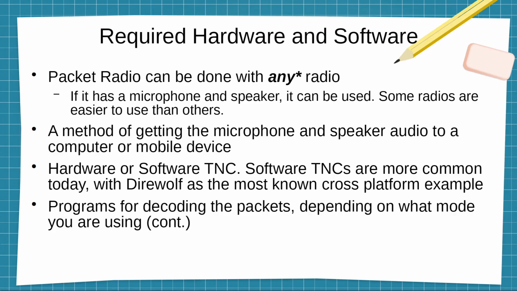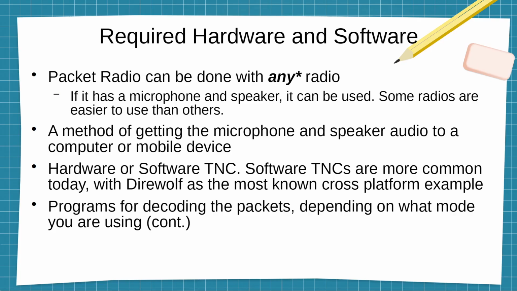Hardware and software. Packet radio can be done with any radio, and that asterisk is there for some more details that we'll get into. But that is true. If the radio has a microphone and a speaker, it can be used. Of course, some radios are going to be easier to do this with than others, but essentially if you can get audio in and out, you can do packet. I will say 1200 baud packet is really all you can do with this. You do definitely need specialized hardware for 9600, but it's nothing that is too complicated.